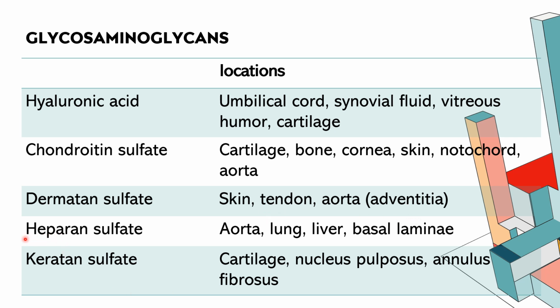And then you have your heparan sulfate located in the aorta, lungs, liver, and in your basal lamina. And your keratan sulfate is located in your cartilage, nucleus pulposus, and annulus fibrosus accordingly. Okay, so these are your glycosaminoglycans and their locations.